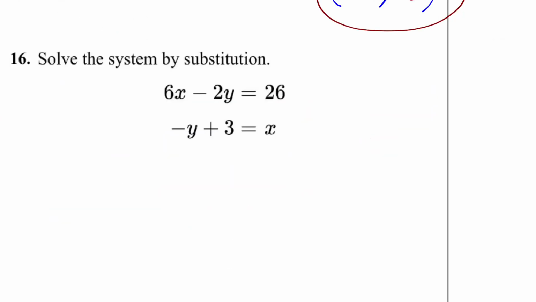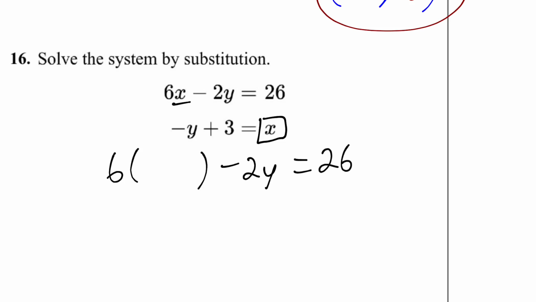The last section is very similar, but instead of plugging in one number, we're plugging in an expression. So we still start here by saying, let's plug in for x. We're going to plug it into this other equation, 6 parentheses minus 2y equals 26. But we're going to have to leave a little bit more space because what we're plugging in is an entire expression, negative y plus 3.